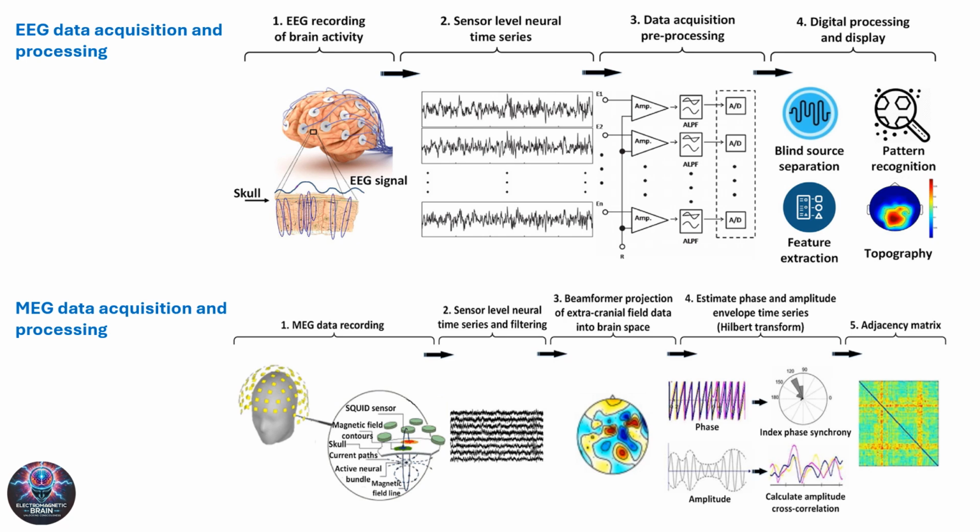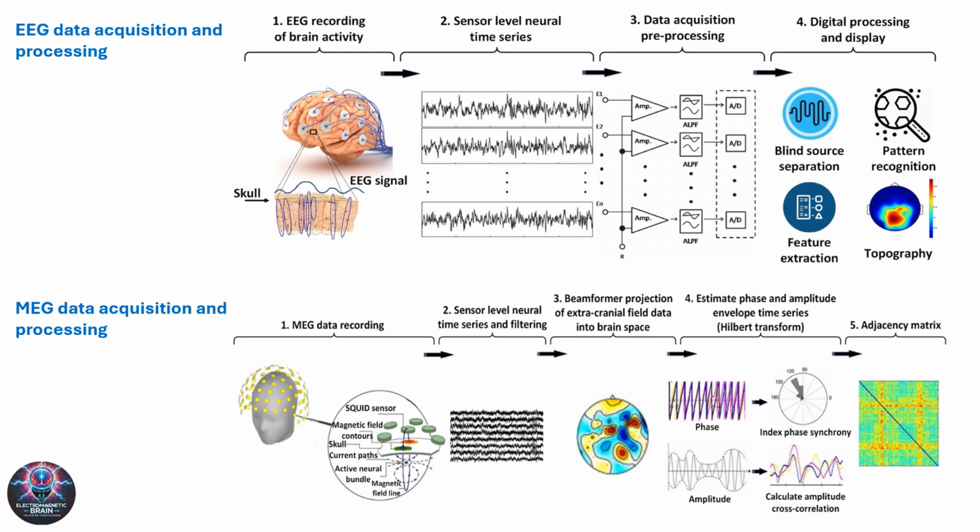Like EEG, the recorded data is processed by filtering to reduce noise. Then, the beamformer projection technique is applied, which maps the extracranial magnetic data back into the brain space to visualize the areas of the brain producing activity. The next step involves estimating the phase and amplitude of brain waveforms using the Hilbert transform. These parameters are then analyzed to study phase synchronization, amplitude cross-correlation, and other temporal dynamics, which are critical for understanding brain network activity. Finally, an adjacency matrix provides a map of functional connectivity between brain regions, offering insights into how different regions interact during various tasks.